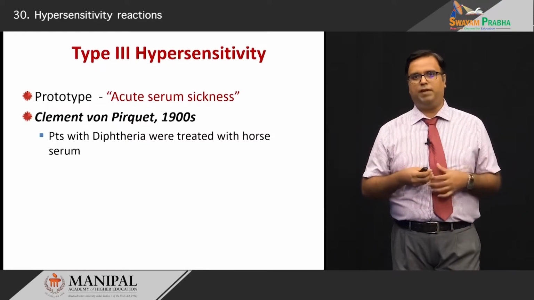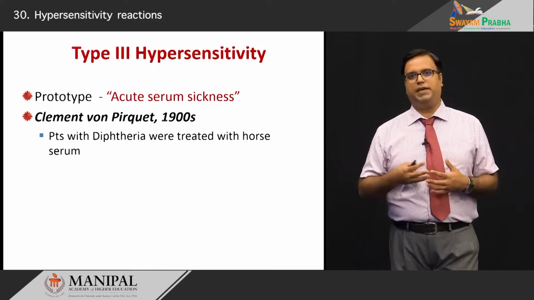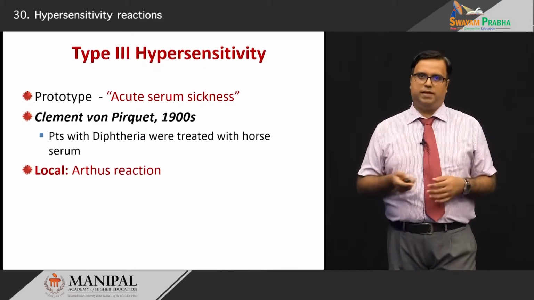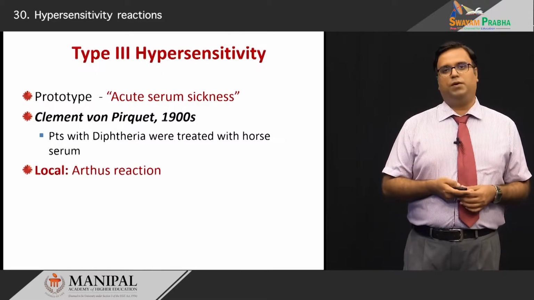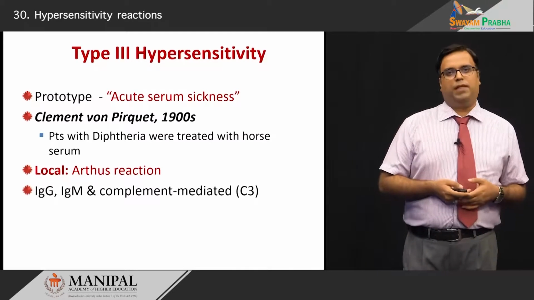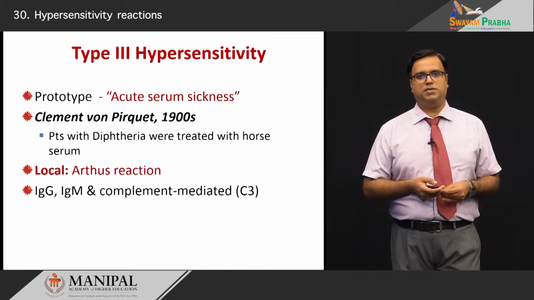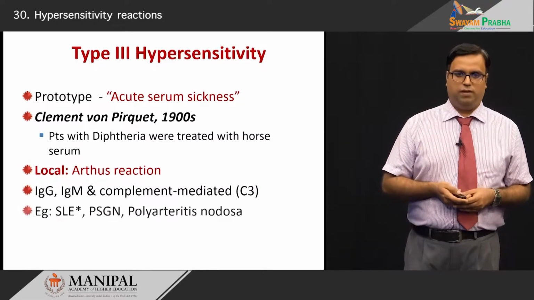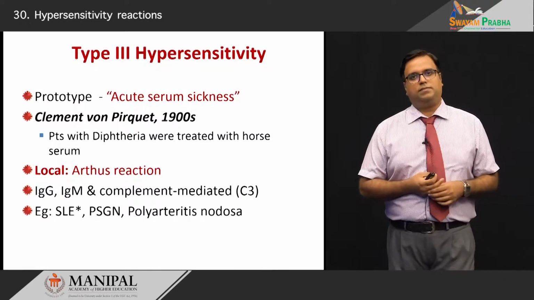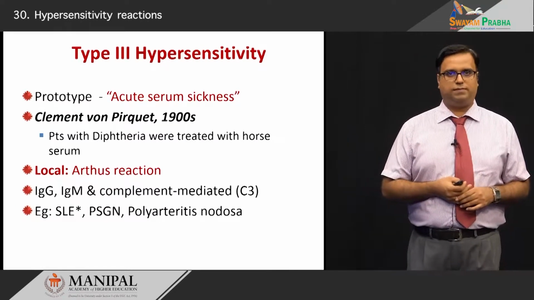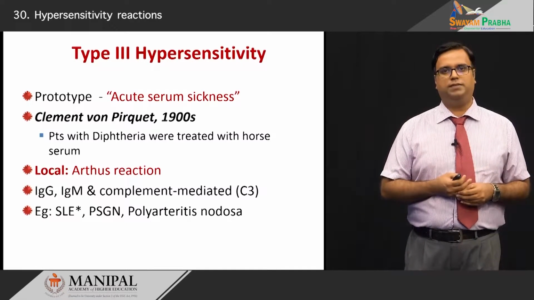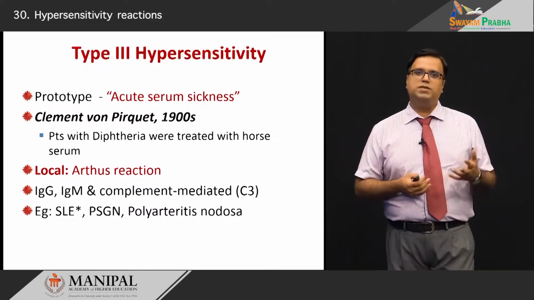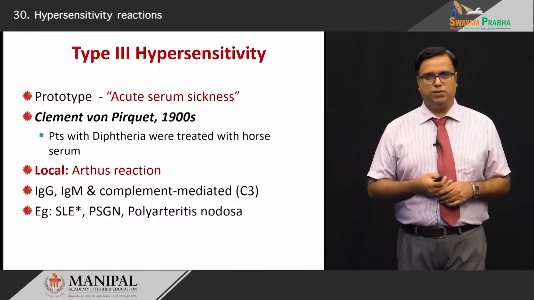And he saw that the patient developed rashes, a lot of reactions, systemic and local, and he called it localized Arthus reaction. Now of course, as time has evolved and with a lot of discoveries, we also know more systemic aspects of this, and we also know that they have to do with antibodies such as IgG and IgM, and also the complement components such as C3. Again, examples one would cite are systemic lupus erythematosus, which we will discuss in the context of autoimmunity, post-streptococcal glomerulonephritis or PSGN, and of course vasculitis such as polyarteritis nodosa.